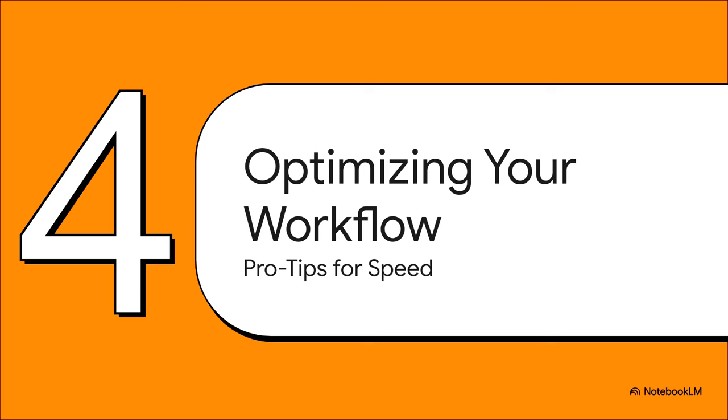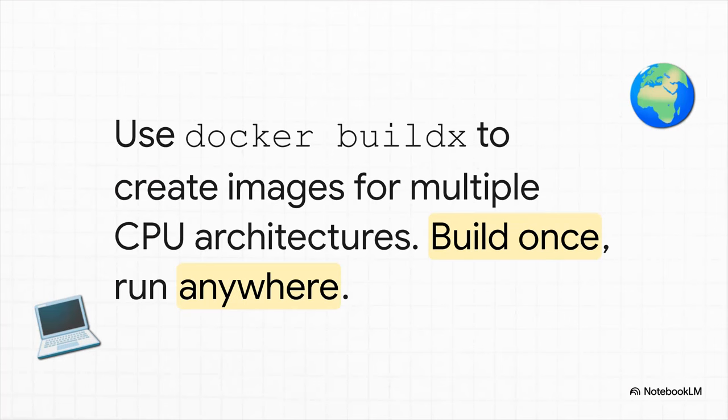Now let's talk about a few pro tips that will make your whole workflow faster and more efficient. This is the stuff that really separates the beginners from the experts. Pro tip number 1. In any modern team, you've got some people on new Apple Silicon Macs and all your production servers are running on Intel or AMD chips, right? Those are completely different CPU architectures. Instead of dealing with the headache of building separate images for each, you can use docker buildx to build one single image that runs perfectly on both. It's the real build once, run anywhere dream.